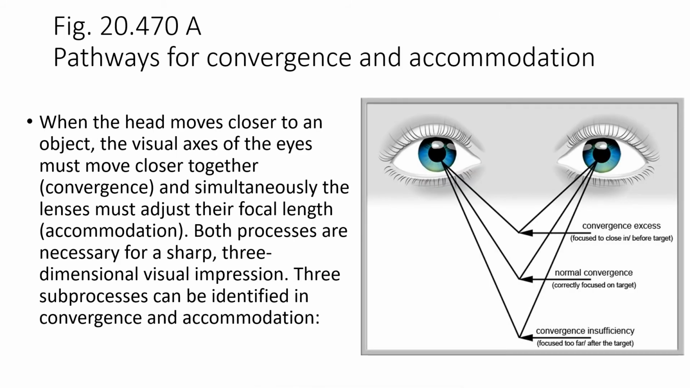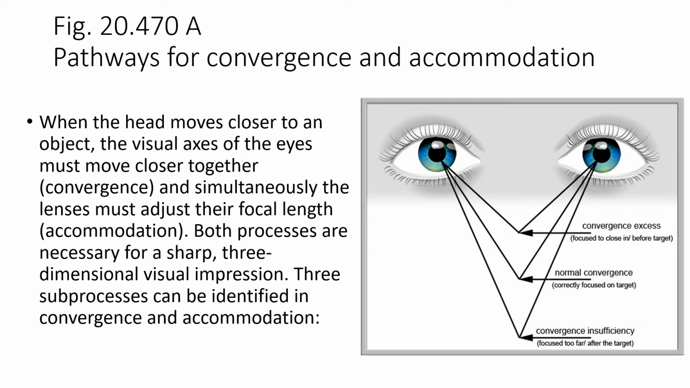So pathways for convergence and accommodation. When the head moves closer to an object, the visual axis of the eyes must move closer together. We call that convergence. So you bring something in closer, you kind of feel cross-eyed, right? That's the convergence in action there. And simultaneously, the lenses must adjust their focal length. So we call that accommodation. Both processes are necessary for sharp three-dimensional visual impression. So 3 sub-processes can be identified in convergence and accommodation.